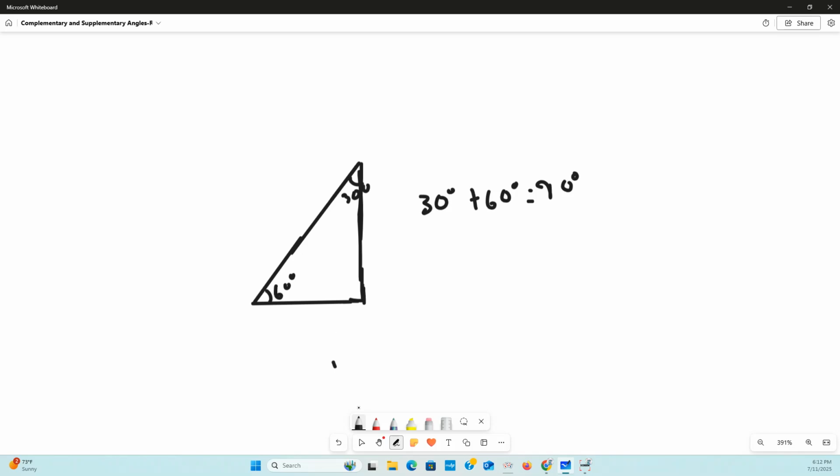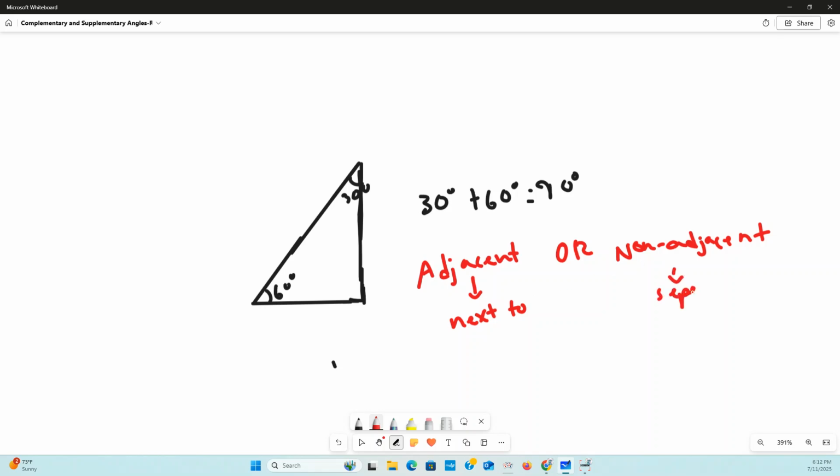Complementary angles can be adjacent or non-adjacent. Adjacent angles are angles that are next to each other and share a side. Non-adjacent angles are separate. But if they're non-adjacent and complementary, then these two angles should still add up to 90 degrees, just like in this case here. So complementary angles can be either one.